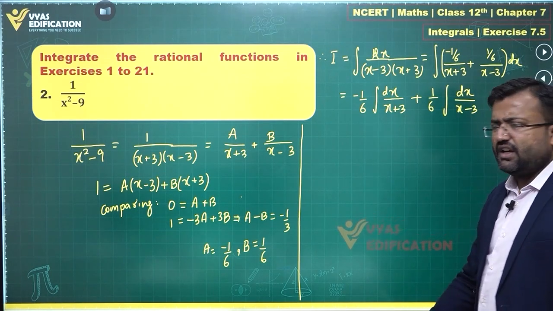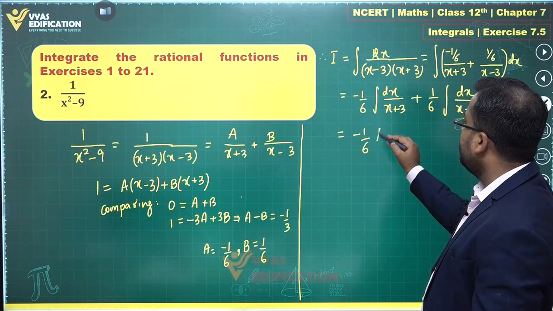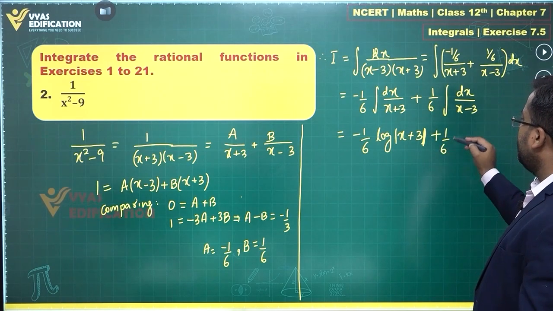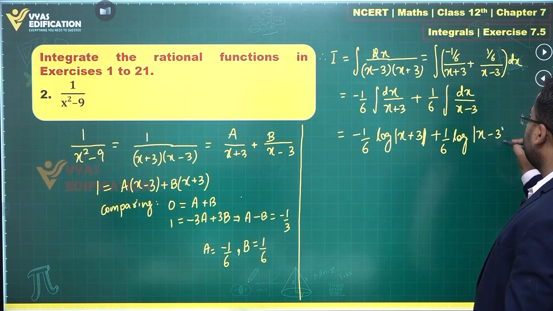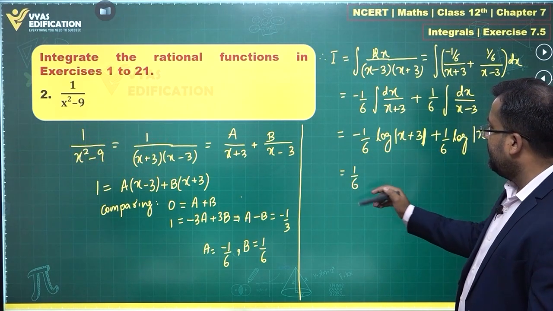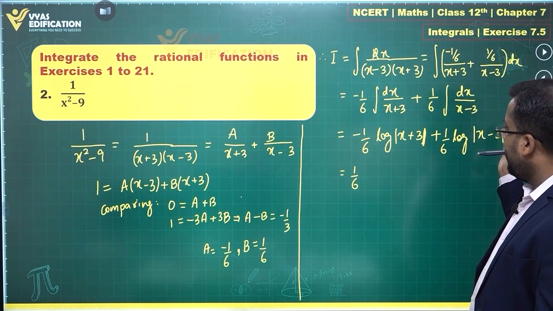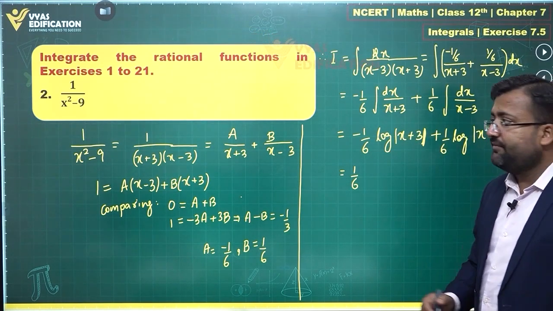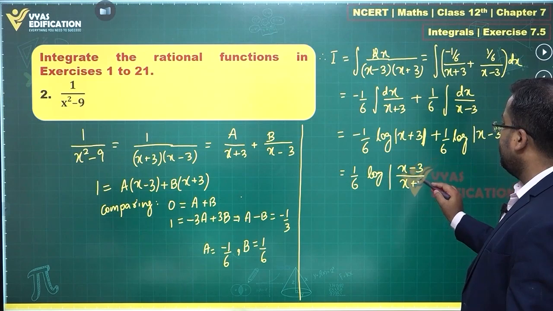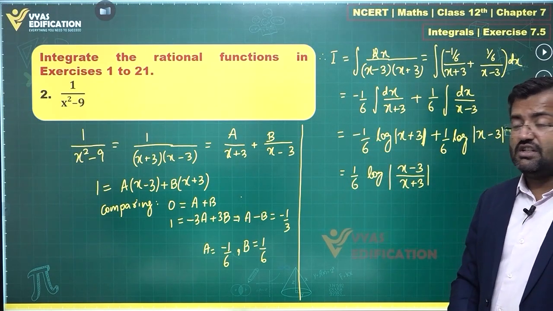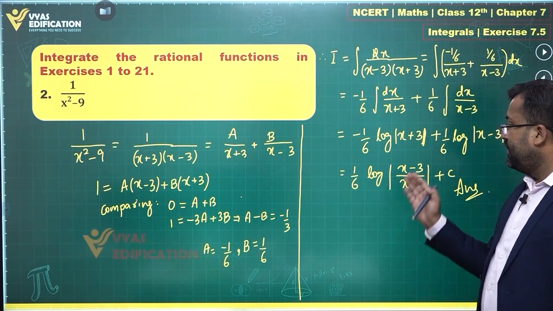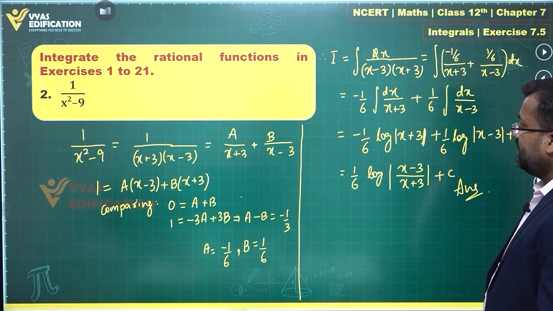Now this integral is not difficult, right? Minus 1 by 6 is okay, this becomes log modulus x plus 3, plus 1 by 6 log modulus x minus 3 is what I get, plus a constant term. And this is 1 by 6, this is 1 by 6, I can take 1 by 6 common, this is minus, this is plus, so log m minus log n becomes log of m by n, which is equal to log modulus x minus 3 at the top and x plus 3 at the bottom, because of this minus sign, using properties of log. This is what I get, plus constant term. That is my required answer for this: 1 by 6 log of modulus x minus 3 upon x plus 3 plus constant, and that's all.